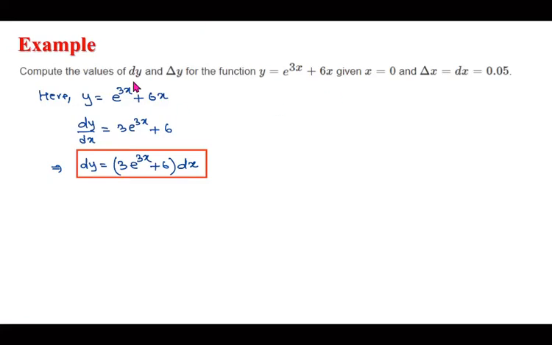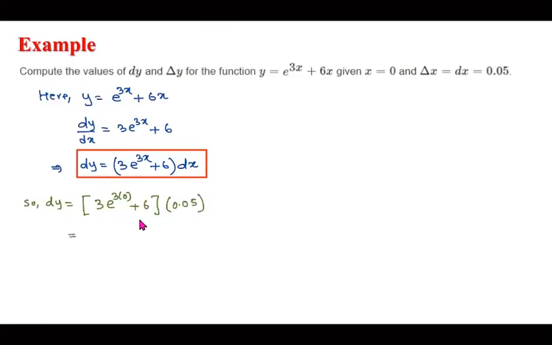Now, in the first part, what we have to do is find dy. In order to find dy, all I need is the value of x and dx, which is given here. Value of x is 0 and dx is 0.05. So we can say that dy is equal to 3 times e to the 3 times 0, because x is equal to 0, then plus 6 multiplied with dx, which is 0.05.